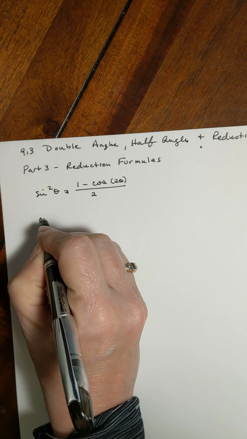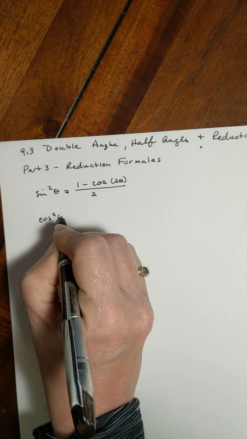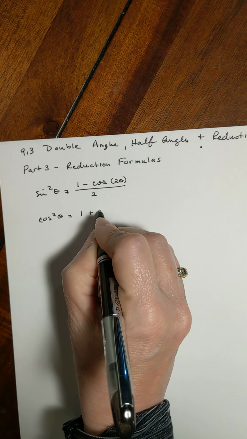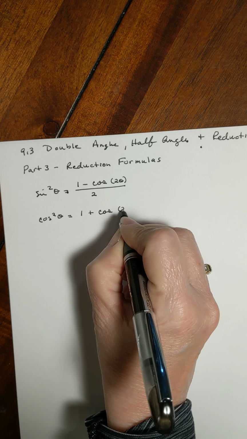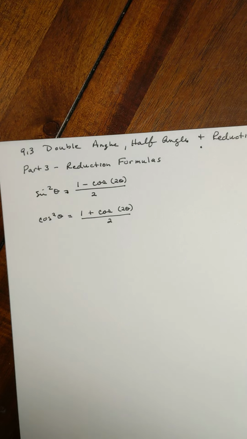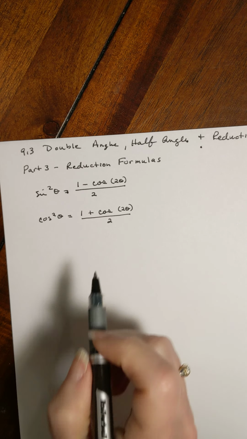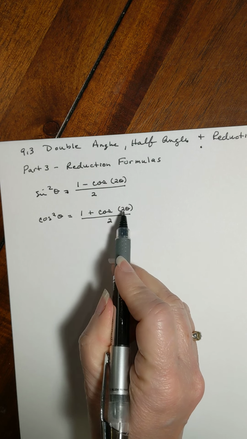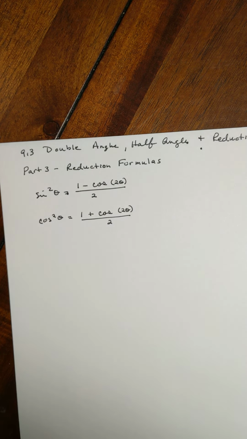Then I have the cosine squared of theta is equal to 1 plus the cosine of 2 theta over 2. And again, on this one, all I'm doing is I'm using the third formula for the cosine of 2 theta, and I'm solving it for cosine squared.